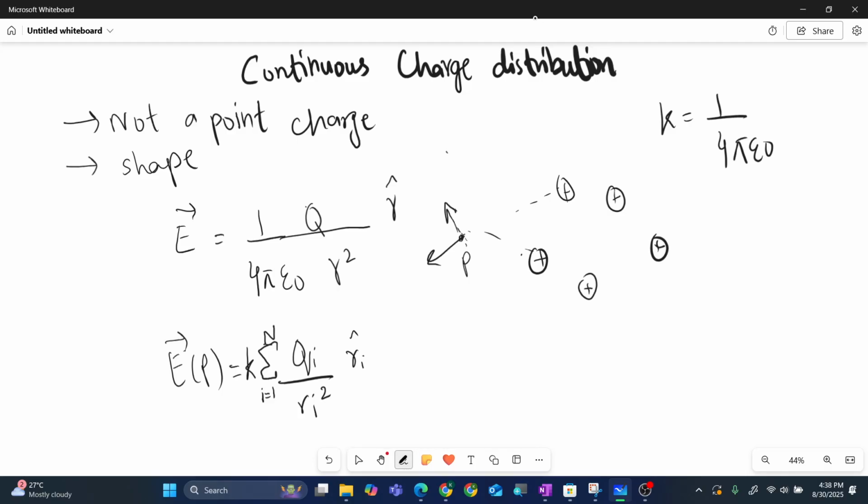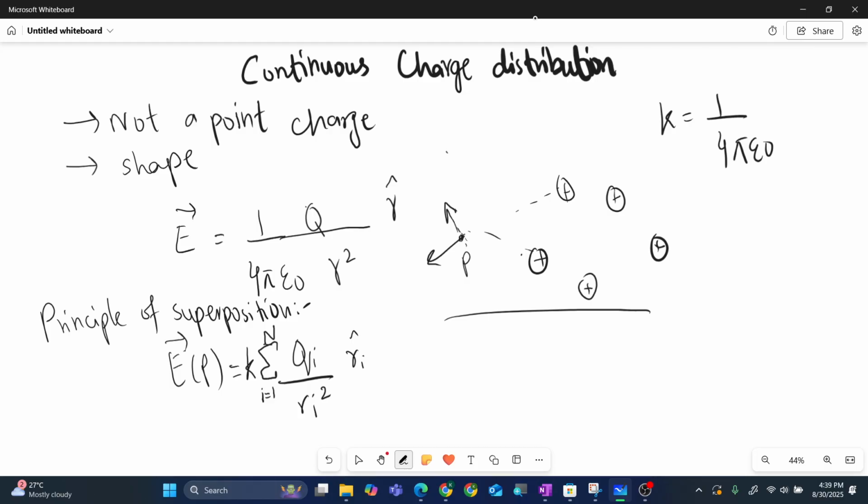Now you might have multiple charges, like you can see on the screen. So you might have 4 or 5 different charges, and you want to calculate the electric field at a point P due to all these charges, and for that we use the principle of superposition. The principle of superposition adds up the individual electric fields due to each charge and gives you the net electric field at a particular point.